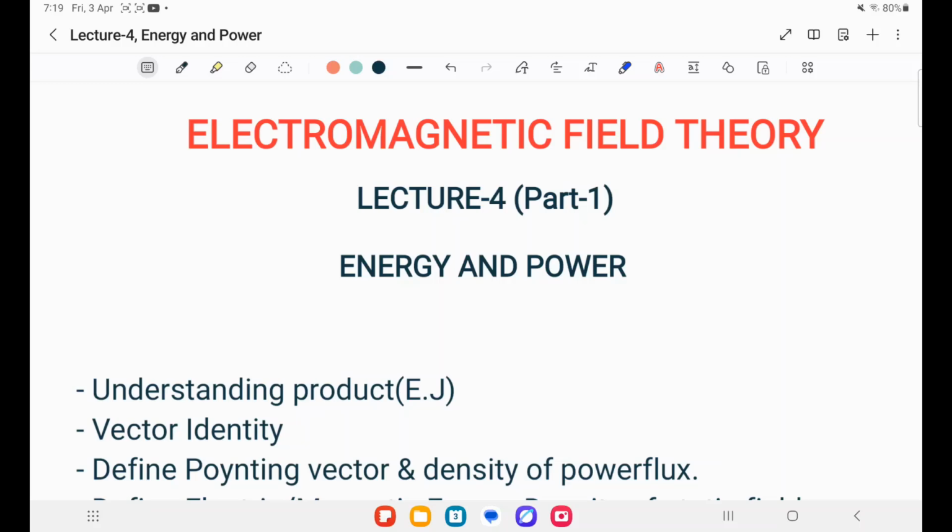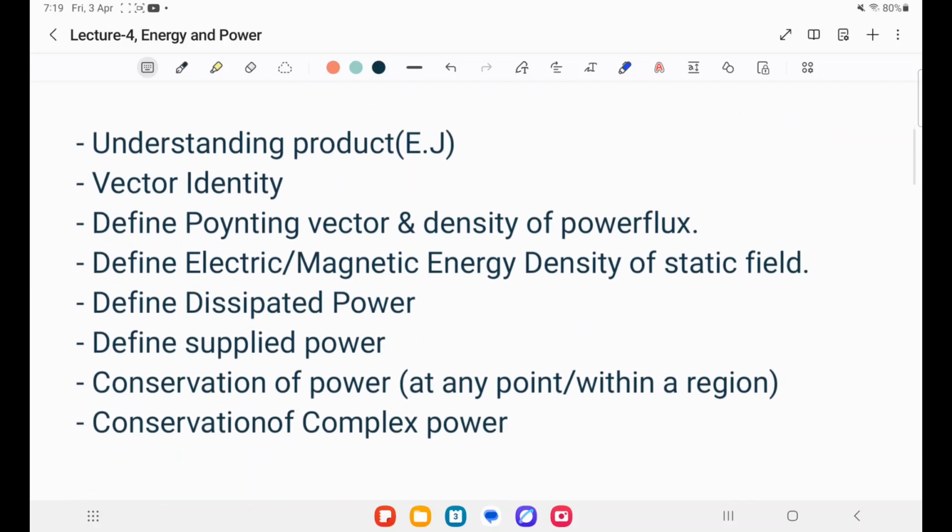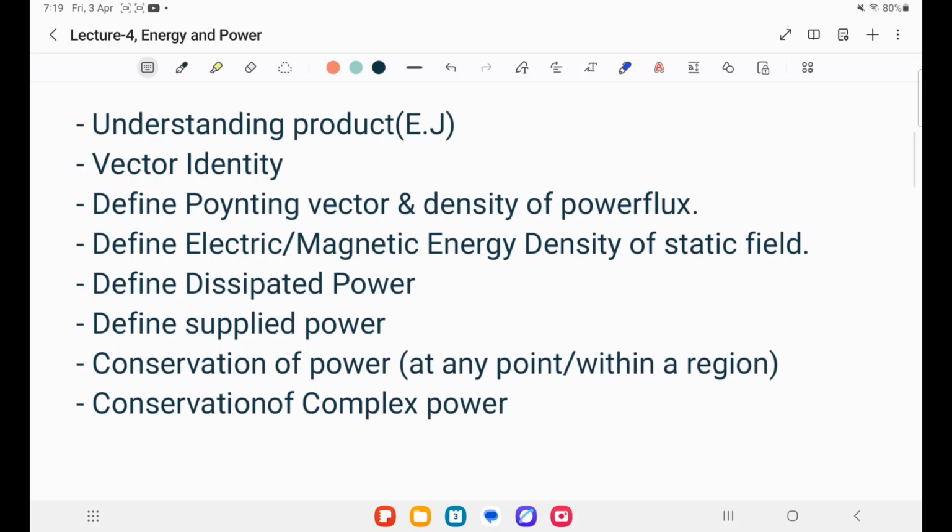This topic, energy and power, is by far the most important topic when it comes to electromagnetic field theory. It is very important for a student to understand how the equation of conservation of power or conservation of energy is derived.